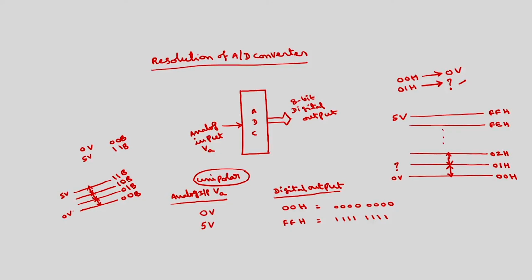Obviously, the total voltage from here to here is 5 volts, and we have 3 divisions. So each step will be equal to 5 by 3 volts. Okay. So if I change this input voltage by 5 by 3 volts, then you will get a change of position from 00 to 01, or 01 to 10, or 10 to 11. This is what is called resolution.